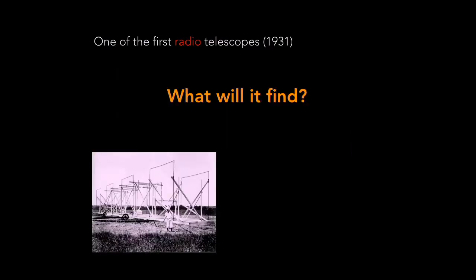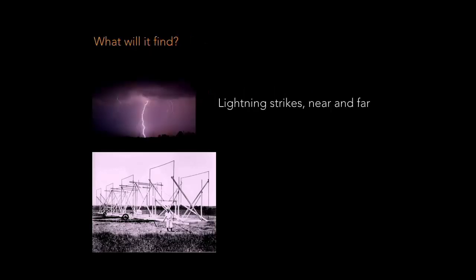But of course, whenever you're looking at the universe in a way that nobody's looked at it before, here's the first radio telescope, you have to wonder, what are you gonna find? What's out there? One of the main things that Jansky found was lightning strikes. If you listen to, or just look at, the output of this radio telescope, you'll hear clicks, you'll see little spikes. And these are actually from lightning strikes that are happening, not just nearby. You can actually see lightning strikes from all the way across the globe.